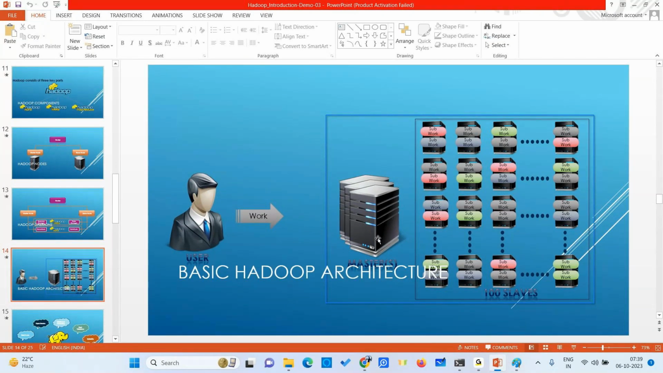These are the master nodes, and the users connect to them to get the information. These are the slave nodes. See, you are a manager in a company, and you are not going to perform all the tasks; your team is going to perform them. That team is what we call the slave nodes.